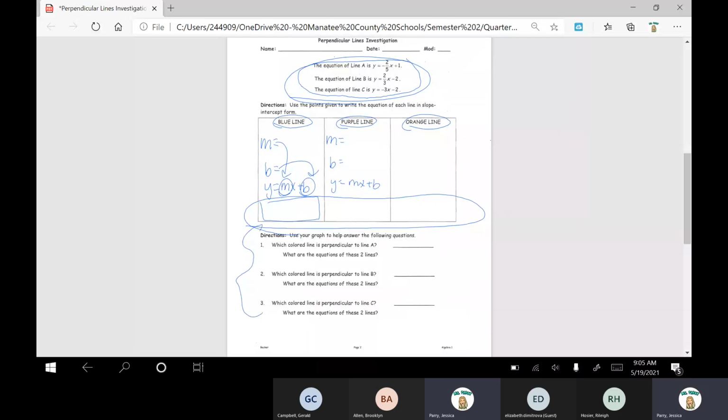It's just asking you which line is perpendicular to A, and then what are the equations of those 2 lines. So you would write this one, and then you would write one of these ones down here, whichever one is perpendicular. Whichever one crosses and forms a right angle, that one is perpendicular. You do that for questions 1, 2, and 3. It's just asking you which one's perpendicular to line A, line B, line C, and then you write down those 2 equations.